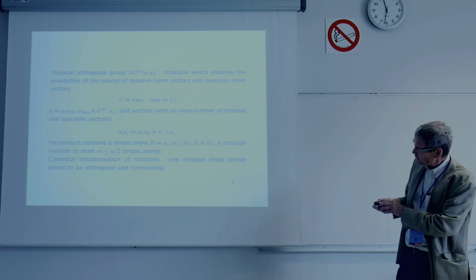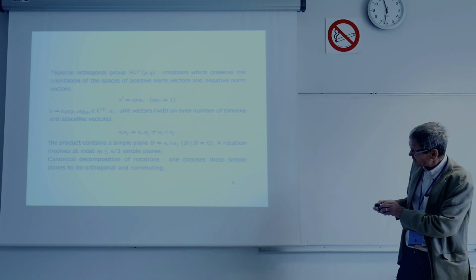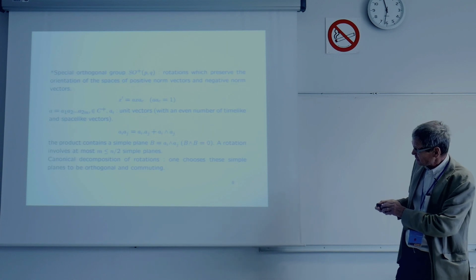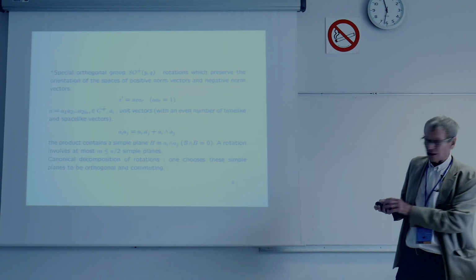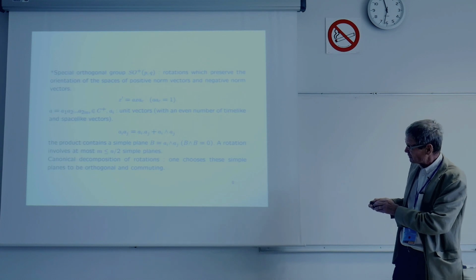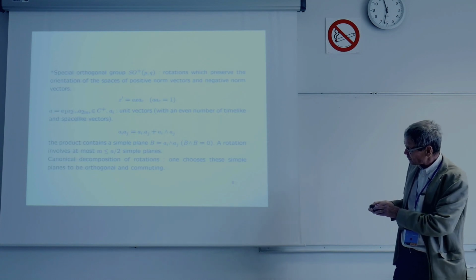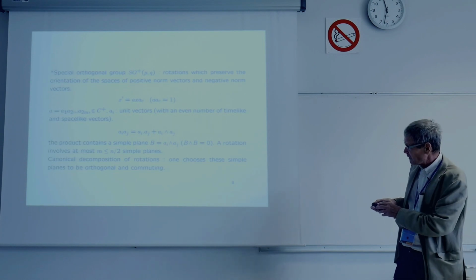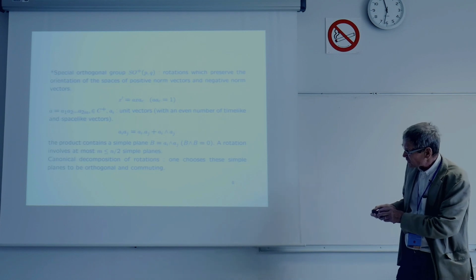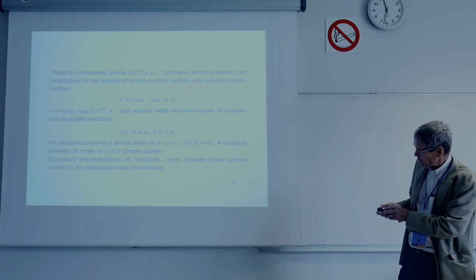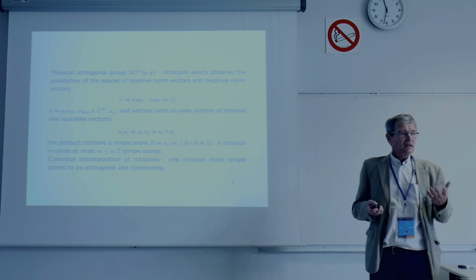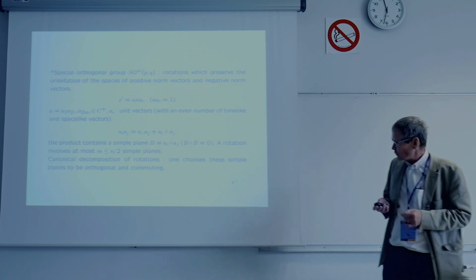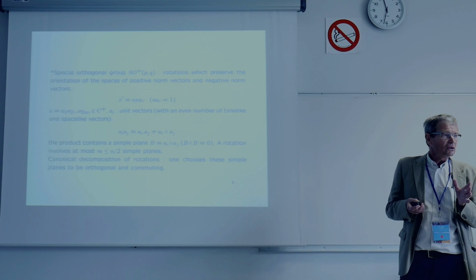If we develop the product of two vectors, we get a scalar and a bivector. Now, this bivector is a simple plane, that is, it's defined by B exterior B equal to 0, because if we make an exterior product, we have two vectors which are the same, and so it's 0. So a rotation involves at most m, inferior or equal to n over 2, simple planes. Then we go on to the canonical decomposition of rotation. One chooses these planes to be orthogonal and commuting.